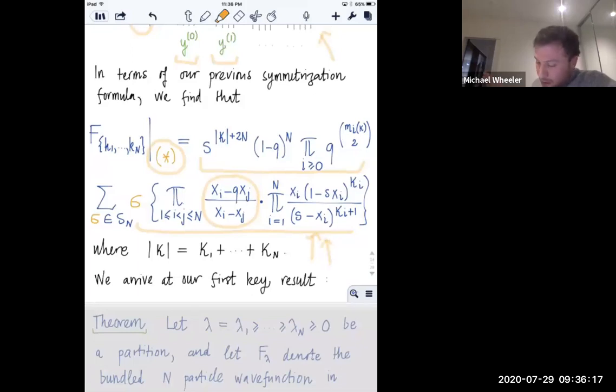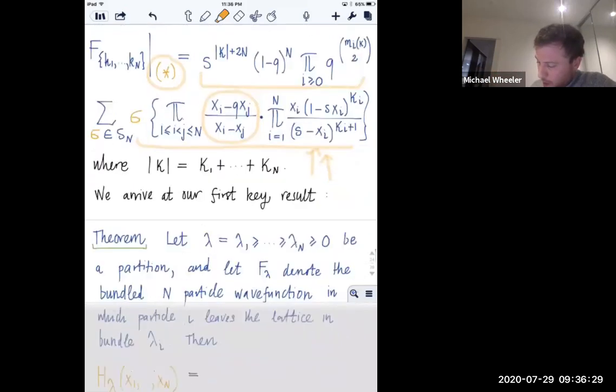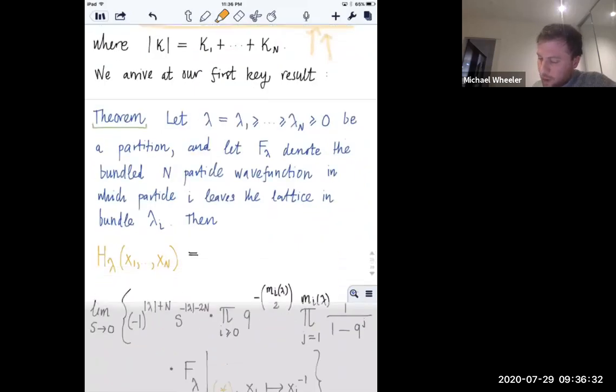These are rational symmetric functions in the x variables, and there is a limit of those which will give you Hall-Littlewood polynomials. And so here is the first key result.